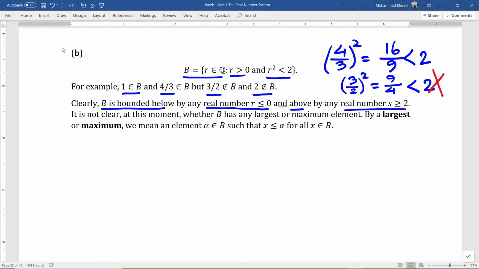However, it is not clear at this moment whether B has any largest or maximum element in it. By a largest or maximum, we mean an element alpha in B such that x is smaller or equal to alpha for all x in B. In short, a largest or maximum element of a set is an element alpha in B such that all the elements are smaller than or equal to alpha.